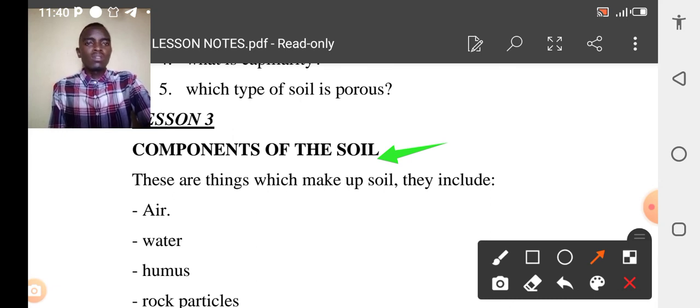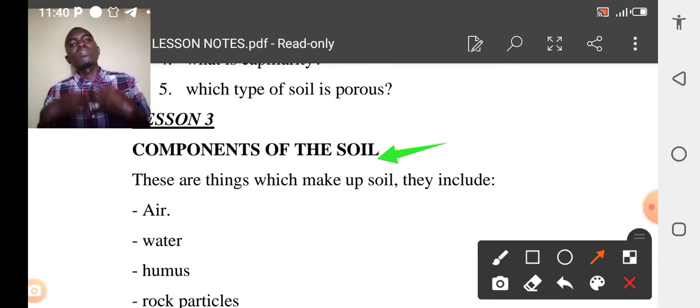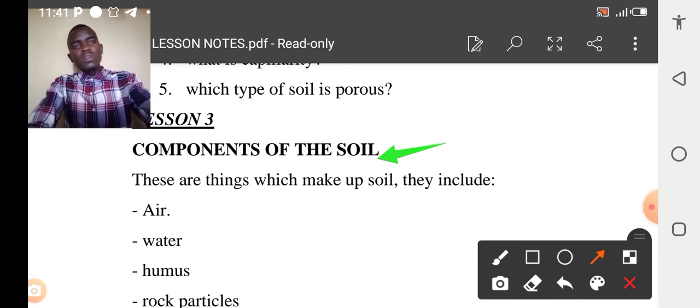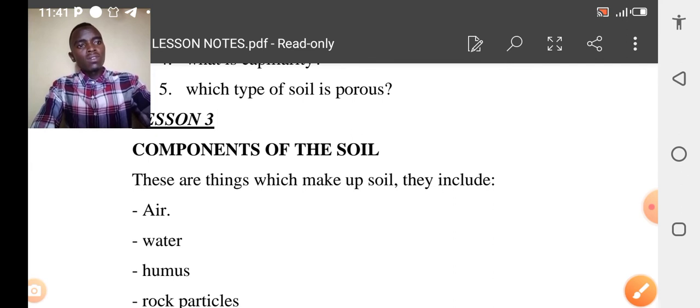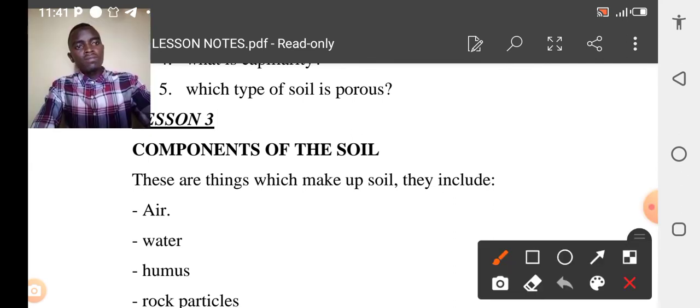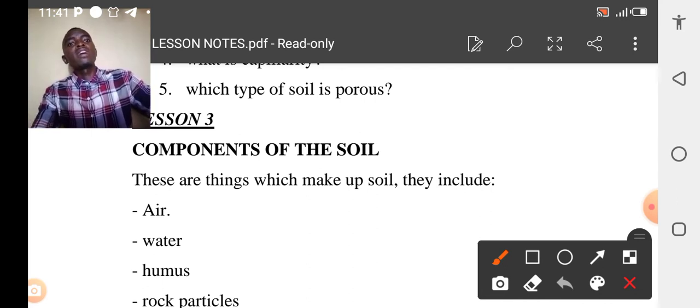Lesson 3 is about the components of the soil. What are the components? What is soil made of? When you call something soil, what materials do you see that make it soil? Specifically, is it soil or not? As we continue, we have the components of soil, the things which make up soil.